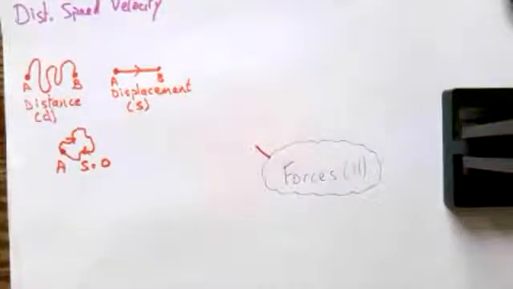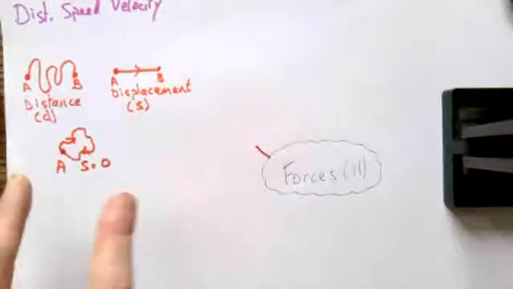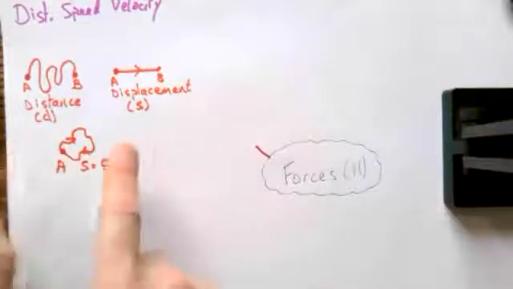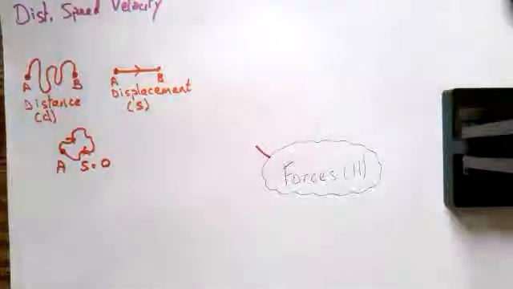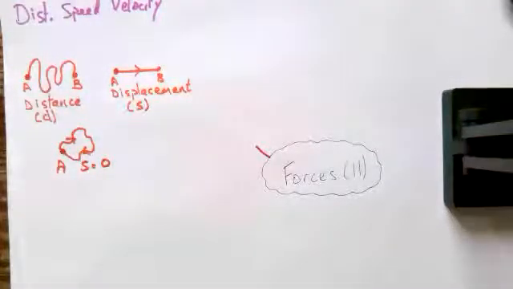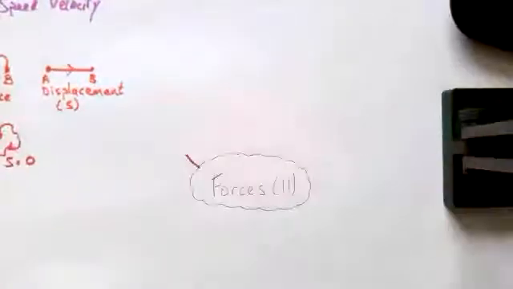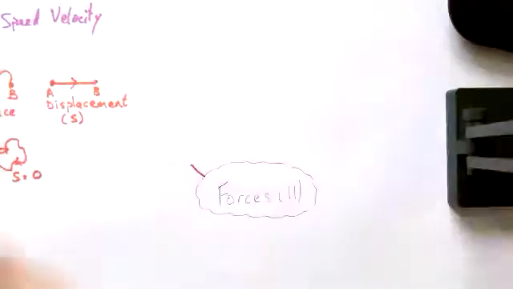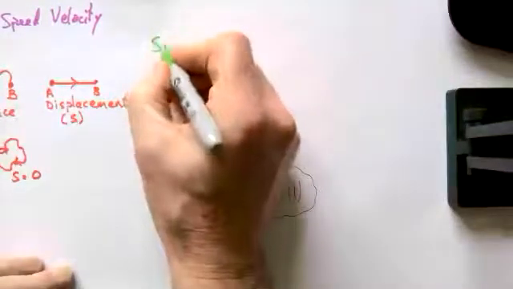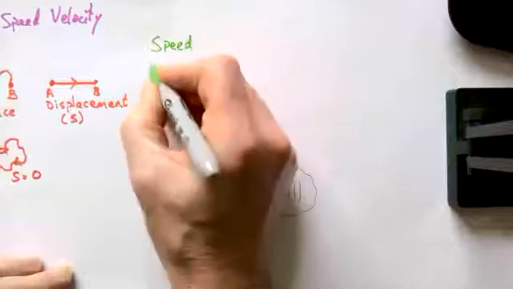It's easier. Okay, so that's the first thing, the difference between distance and displacement. Distance is a scalar, displacement is a vector. Right, then we've got speed and velocity. Okay, speed is a scalar. So speed is a scalar. Let's go with, that's a speed. And velocity.